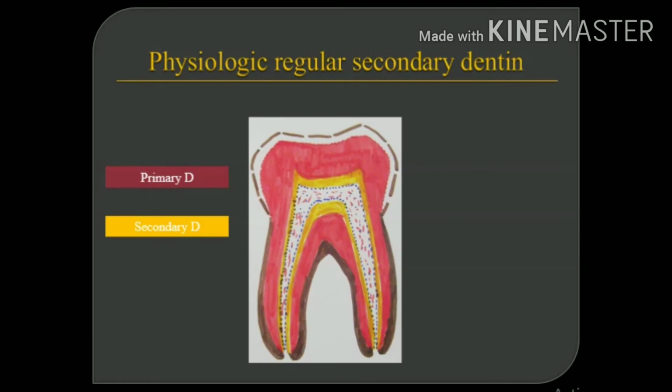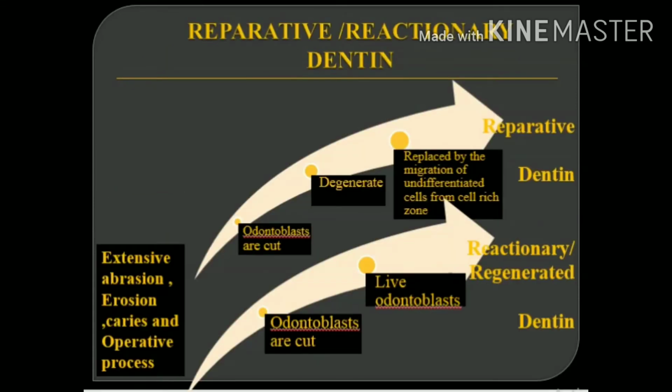So in physiological regular secondary dentin, we can see the primary dentin is shown in carrot red color, and the secondary is shown in mustard yellow. So the secondary dentin deposition is a major factor whenever we go for crown preps or any cavity preparation as well, tooth preparation. The exposure chances are quite less because of a lot of dentin deposition.